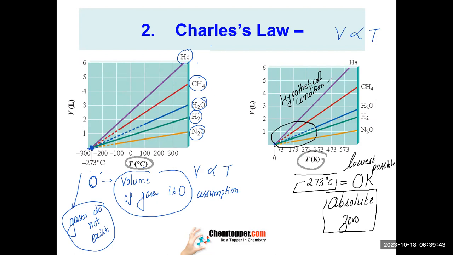Is the meaning of absolute zero clear? So if somebody is talking about absolute zero, what all are you going to tell about this? First, you're going to say it is 0 Kelvin. First thing, right?